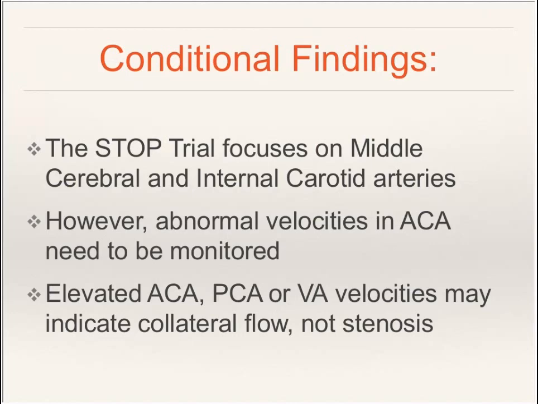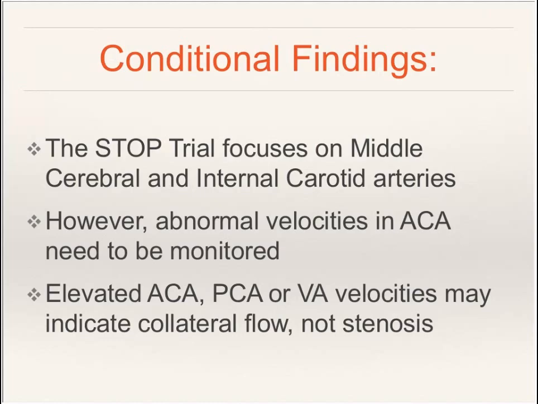So, conditional findings: we found in the STOP trial that when we focused on the MCA and the ICA, we also sometimes found abnormal velocities in the anterior cerebral artery, and we would actually monitor them every 6 months as well, because sometimes they could become abnormal. In some patients, depending on their presentation, they might actually treat them with transfusion therapy.